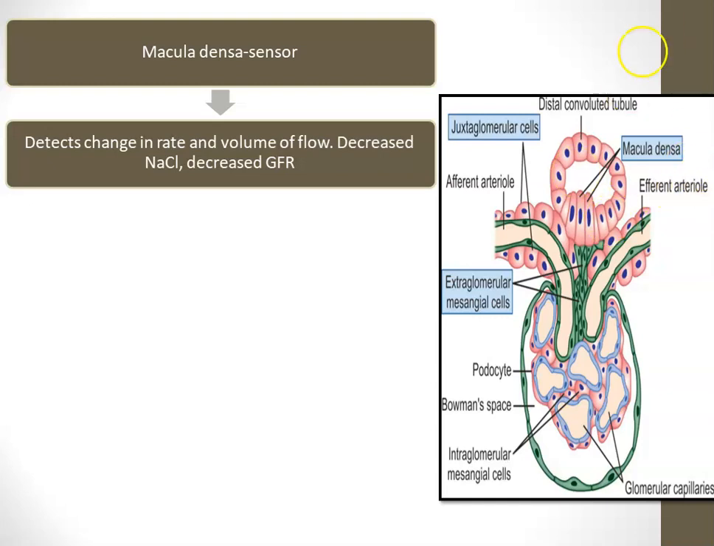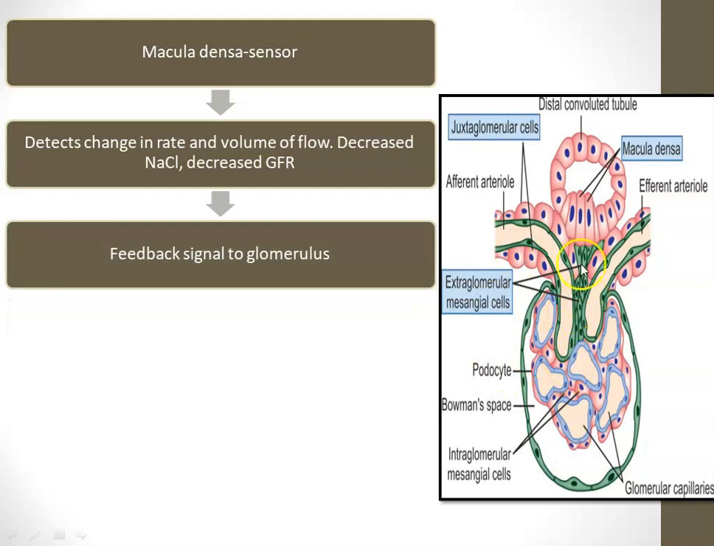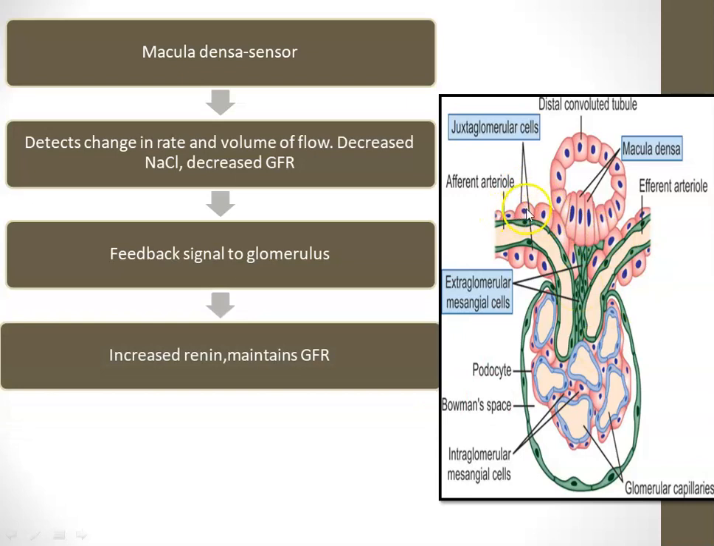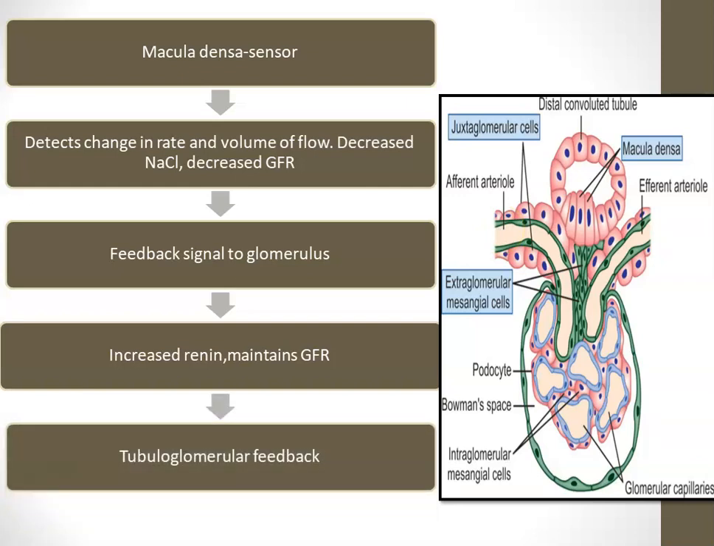These macula densa cells assess the decreased glomerular filtration rate and send a feedback signal to the glomerulus. So this again stimulates the juxtaglomerular cells to secrete renin. This renin helps in the maintenance of the glomerular filtration rate. Okay, so the increased renin maintains the glomerular filtration rate. So this is called the tubuloglomerular feedback.